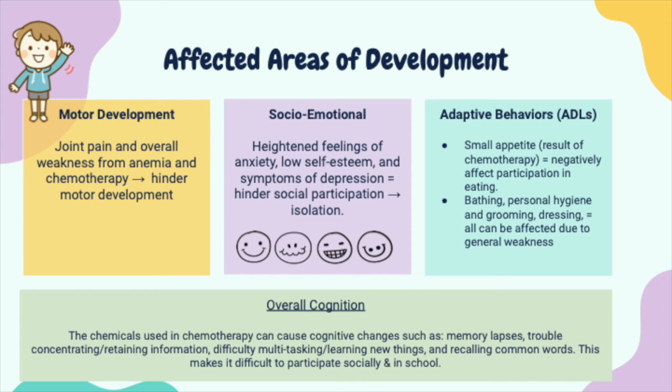Last but not least, their overall cognition can be affected negatively because of something called chemobrain. The chemicals used in chemotherapy can cause changes such as memory lapses, trouble concentrating and retaining information, difficulty multitasking, learning new things, and recalling common words. This makes it very difficult to participate socially and in school.